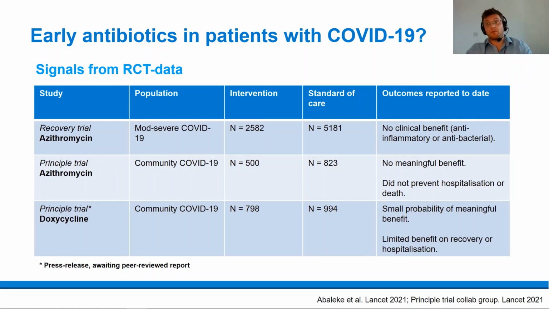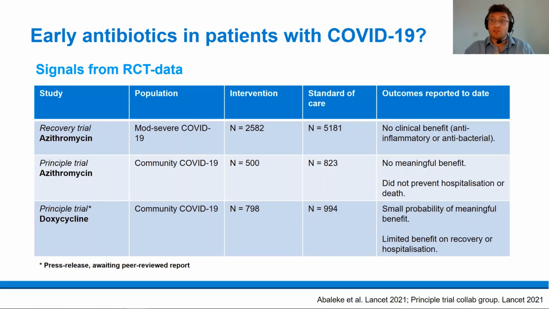But I guess one of the problems with looking at the RECOVERY trial and trying to infer something in terms of antimicrobial use is that, again, we know that rates of antimicrobial use in general in patients admitted to hospital is very high. And so that standard of care arm may have also had high amounts of antimicrobial exposure empirically.